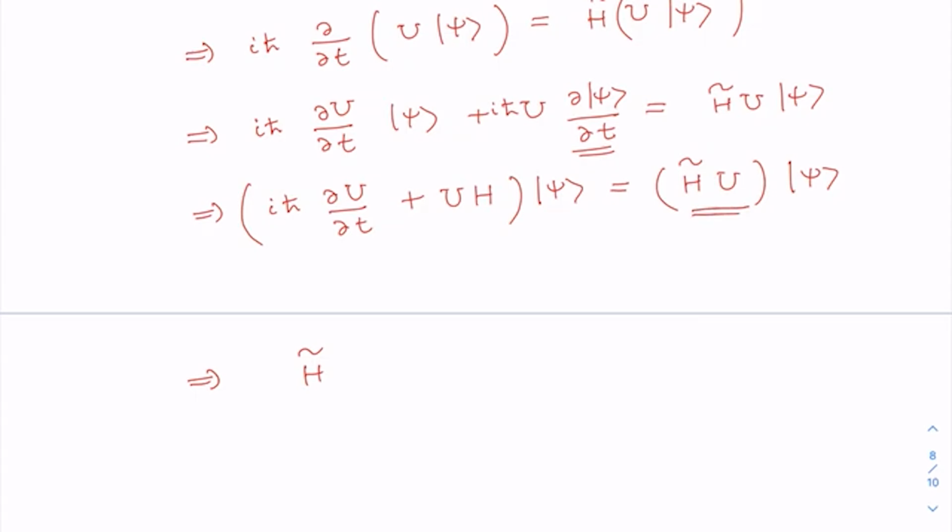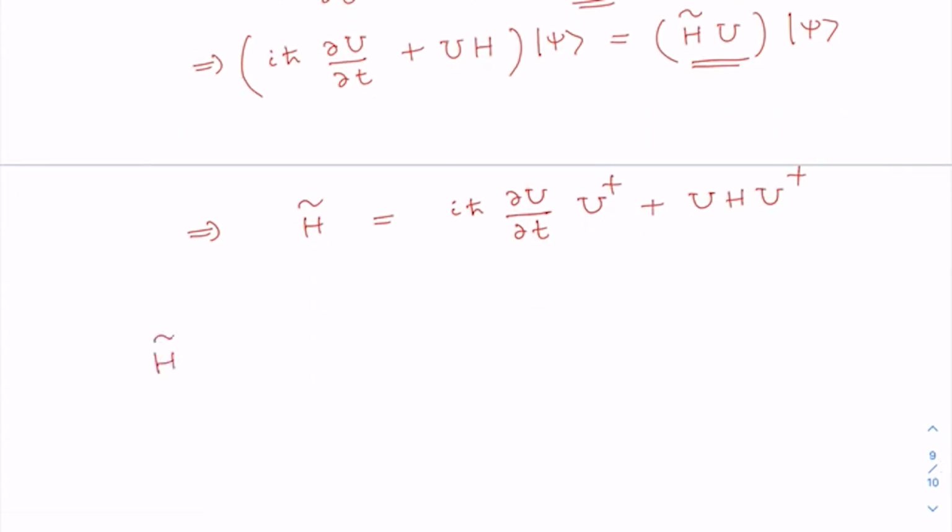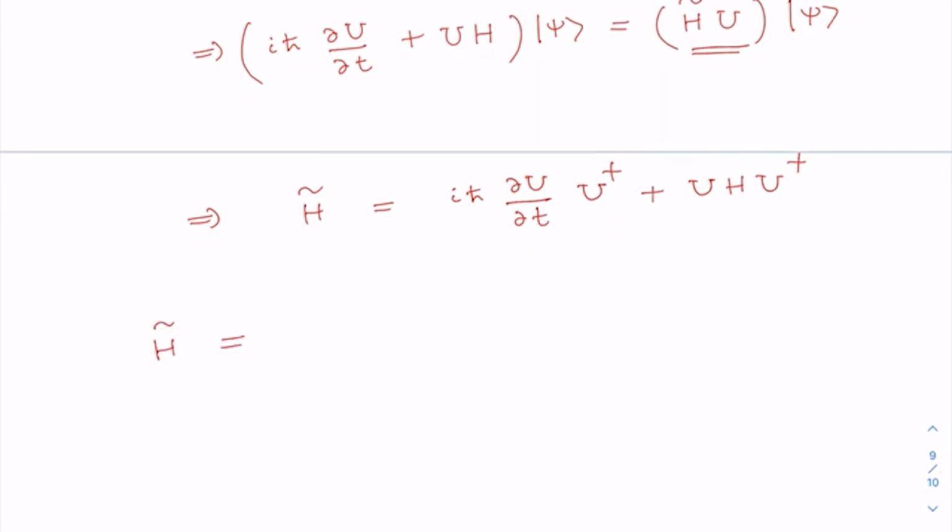From here I can immediately get what is H̃ if I multiply these sides, or operate this side from the right by U dagger, then I will have H̃ equals i ħ ∂U/∂t U dagger plus U H U dagger. So therefore I have this transformation relation, that the new Hamiltonian is related to the old Hamiltonian by this relation, and this relation is actually worth remembering. So this is what we have.